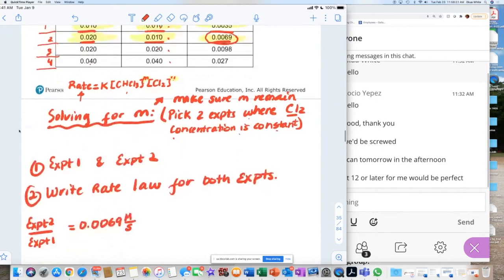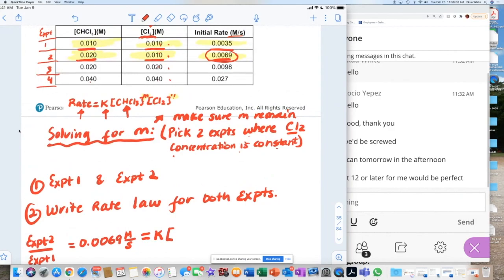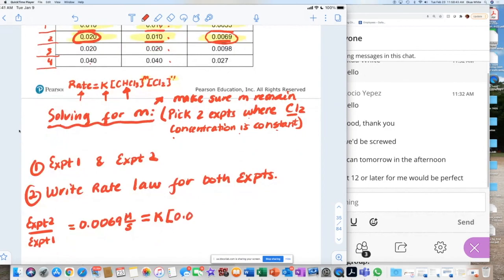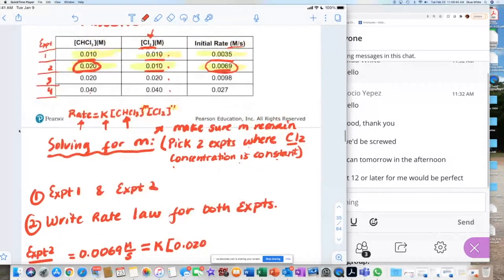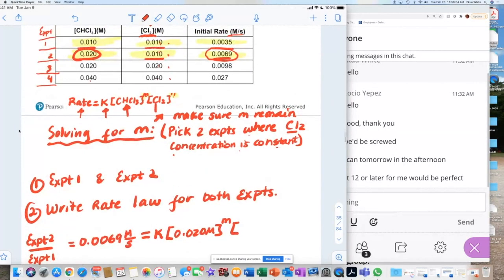That's the unit. Equal to, and I have to write K. I don't know what K is, so leave K as is. Then open parentheses, and I write the concentration that goes with this formula here, CHCl3. I'm doing experiment 2, so that's this number here, 0.020. I put 0.020 raised to the power M. The unit here is M, raised to the power little m. The next one is Cl2. The number that goes with Cl2 for experiment 2 is this number right here, 0.010.